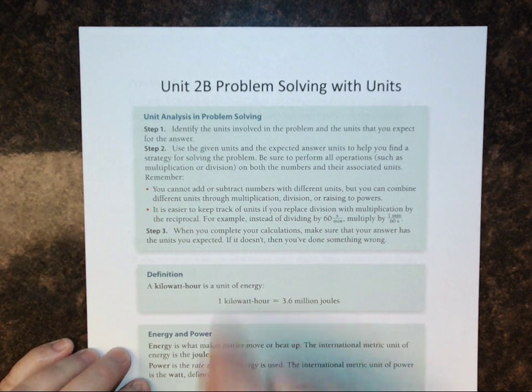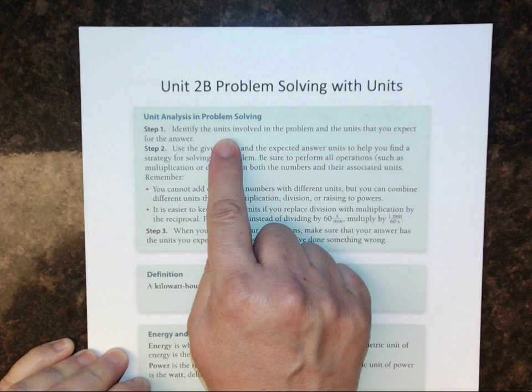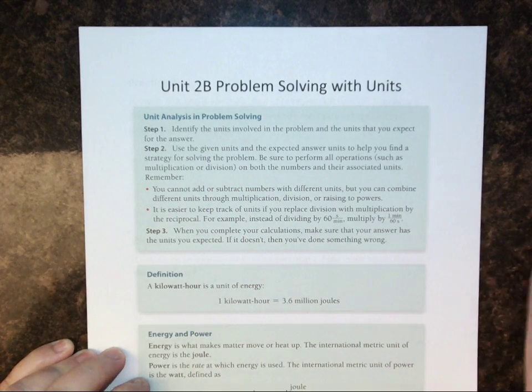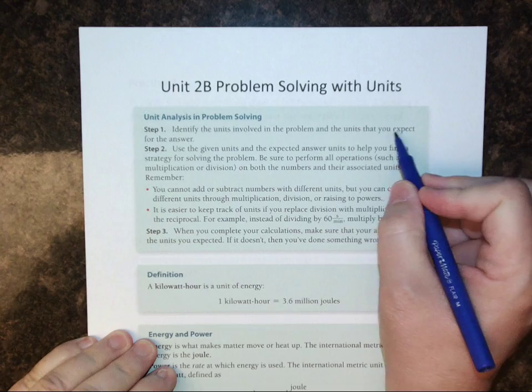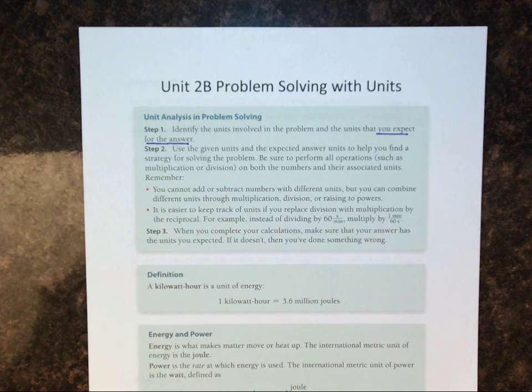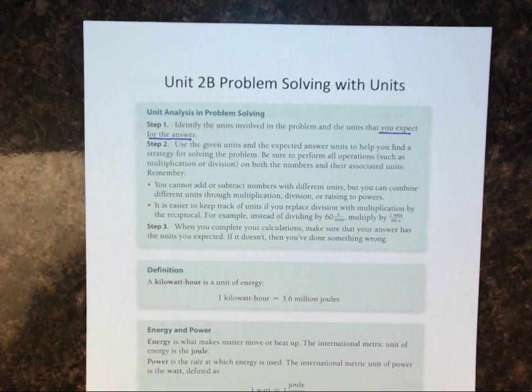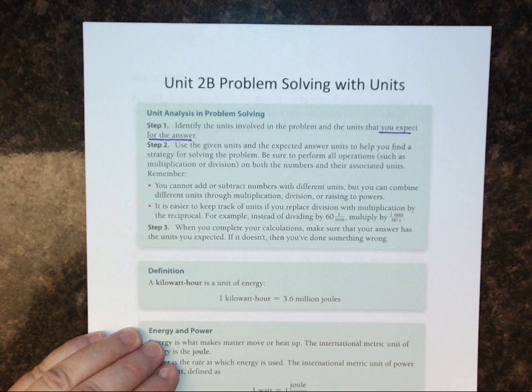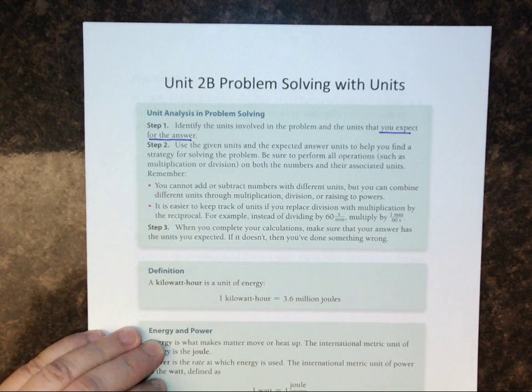The first step is to identify the units that are involved in the problem and the units that you expect for the answer. So it's very important to think about what units you'll be expecting, where you're headed. Step 2, use the given units and the expected answer units to help you find a strategy for solving the problem. Be sure to perform all operations such as multiplication or division on both the numbers and their associated units.